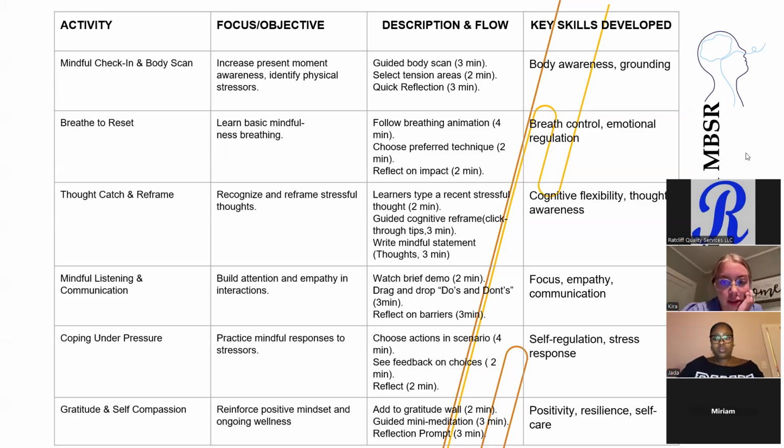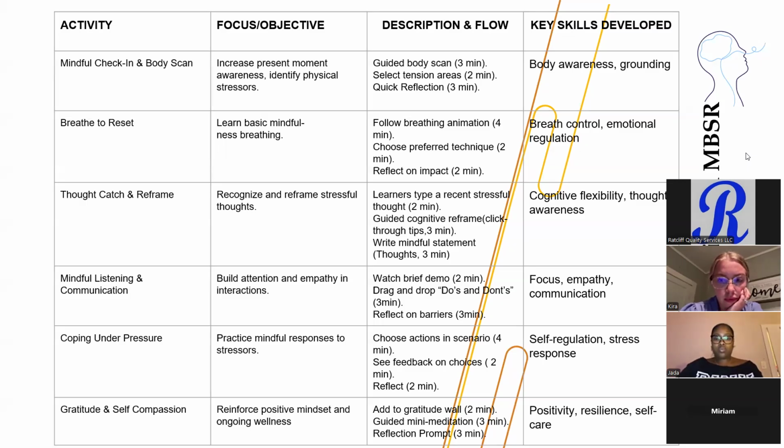The description and the flow of this is going to be a guided body scan. Now, these are all going to last about 8 minutes. So the guided body scan is going to last 3 minutes. Then select tension areas, we all tend to hold tension differently. For example, me, I hold tension in my neck. And so we're going to do that for 2 minutes. And we're going to have a quick reflection of how our body reacts and where we hold our tension. And this will be for 3 minutes.